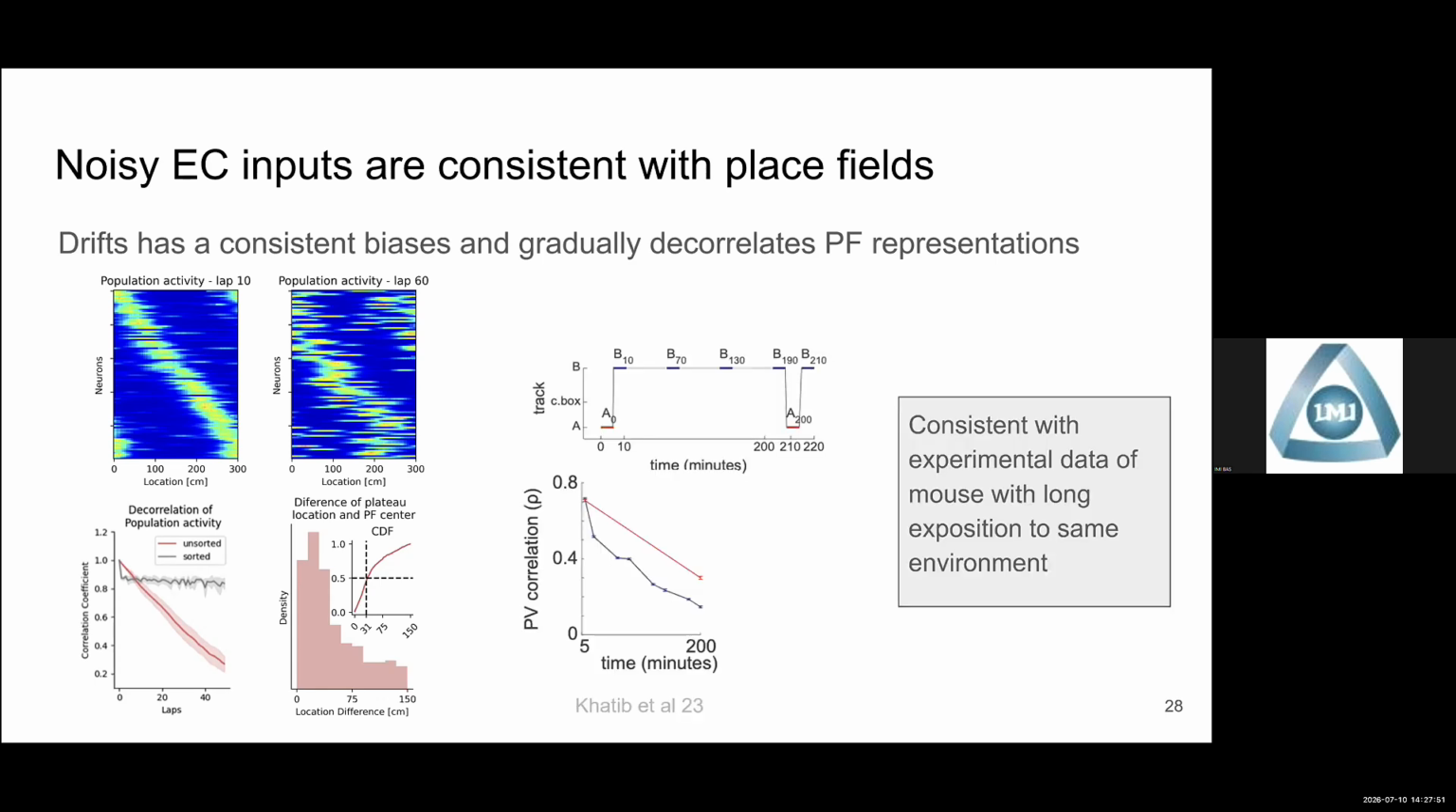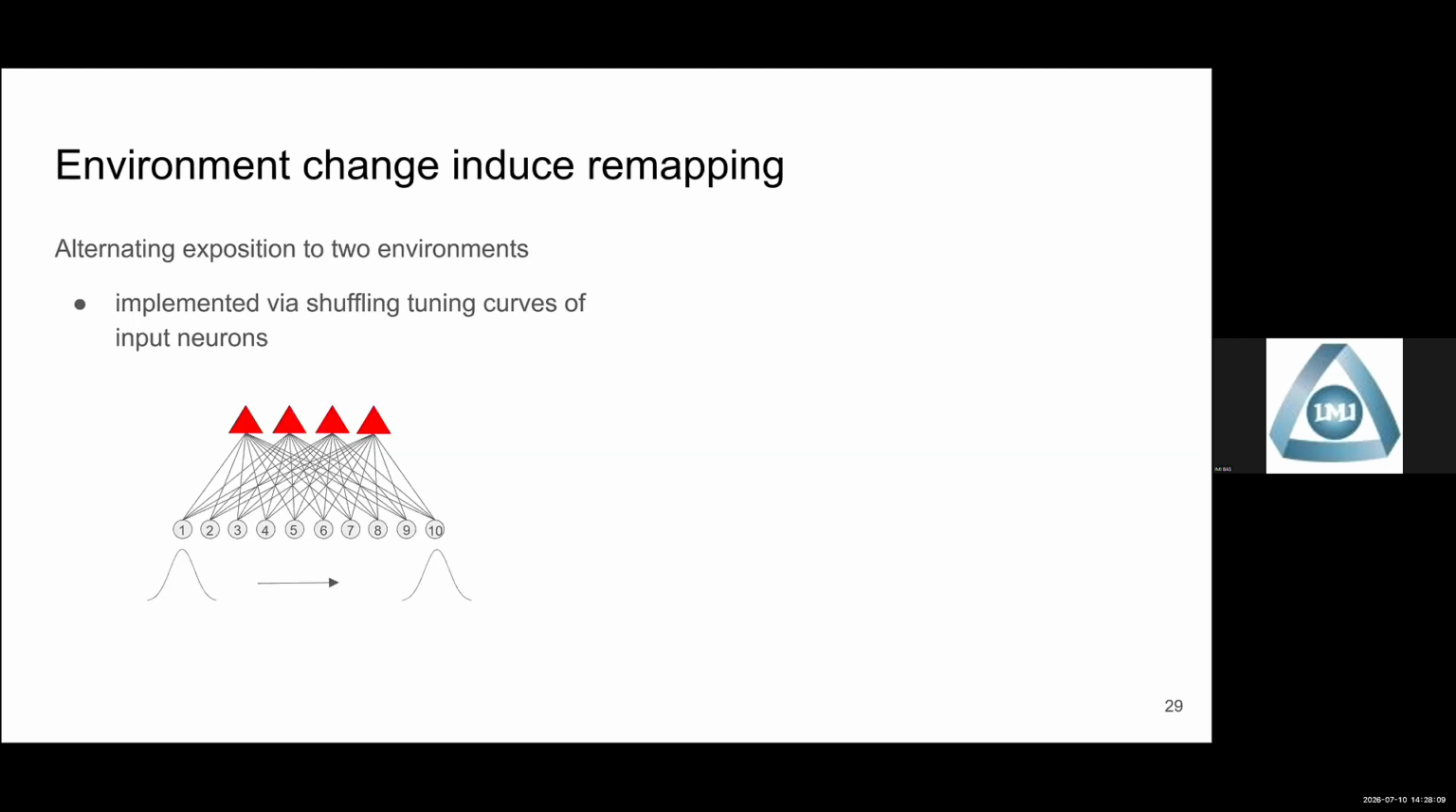But this gradual decorrelation is actually something you observe in experimental data, where if you let a mouse run in environment A and then environment B, for 1, 2, 3, 4 times in the same environment B, you can also see here the same decorrelation over time. So this aspect is consistent with experimental data.